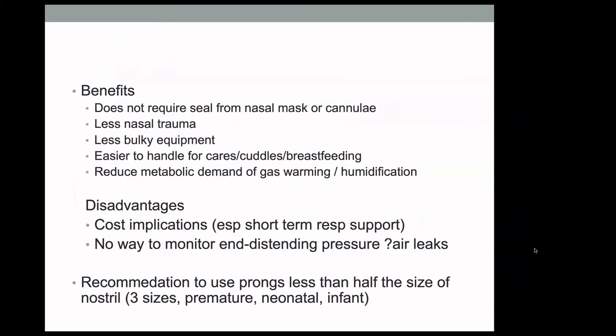The benefits of vapotherm are that it's generally more comfortable. The equipment is less bulky, and it's easier to handle for cares and cuddles because you don't need to maintain an adequate seal at all times. So it's useful for things like kangaroo care, breastfeeding, and cuddles with parents. Because the nostrils aren't obstructed by the cannulae, and you're only meant to use prongs which are less than half the size of each nostril, there's less nasal trauma with the vapotherm prongs.